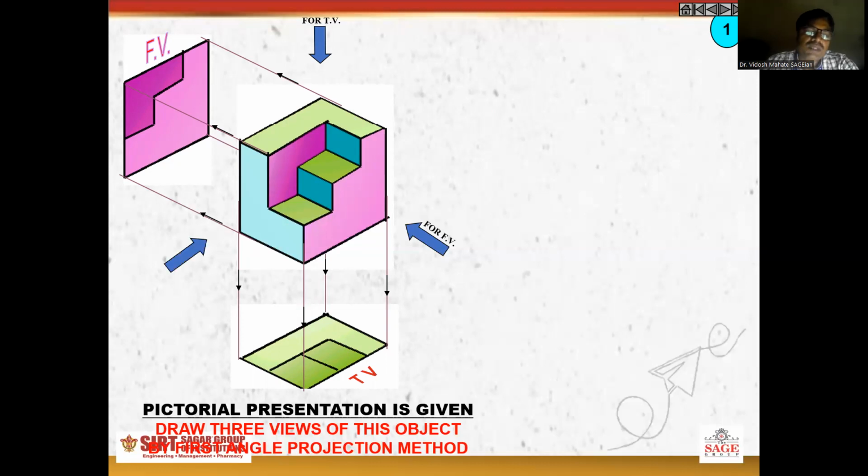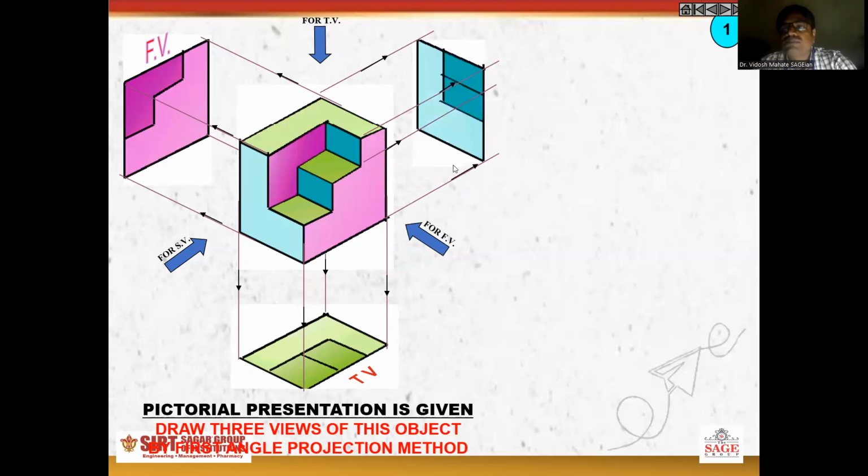Similarly, looking from the left hand side, the plane is on the right side of the object, and in this case the projectors are parallel to each other and perpendicular to the plane. The orthographic projection is a side view, in this case a left hand side view, placed on the right side of the object, or the right hand side of the front view.